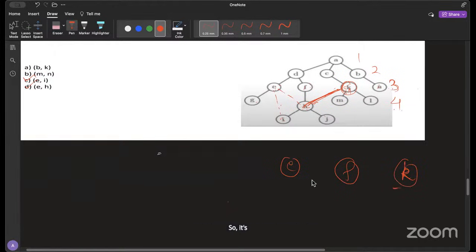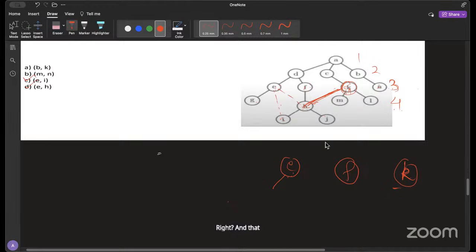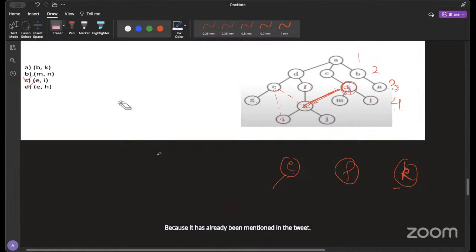No, it's not about the levels here. You start with E. This one is not about levels. Let's say you have a graph here. Then you go to E and see every vertex that has a direct edge with E, right? And that has not been mentioned yet. So if A has a direct edge with E, you won't be writing A here again. That's the first thing, right? Because A has already been mentioned in the tree. Ma'am, isn't it about the Q of the vertices? You can say it's about Q, but you don't have to get into that.